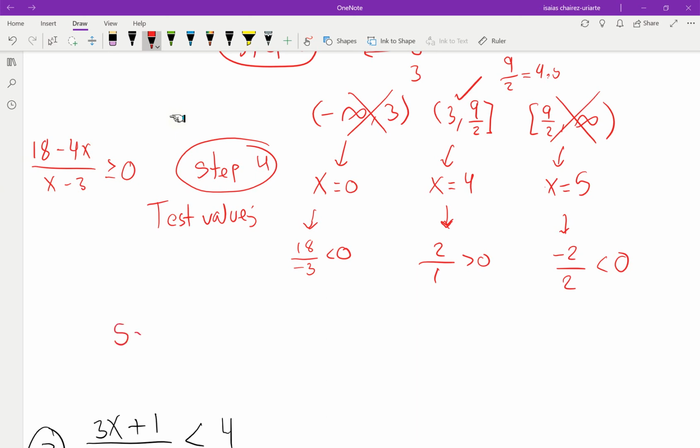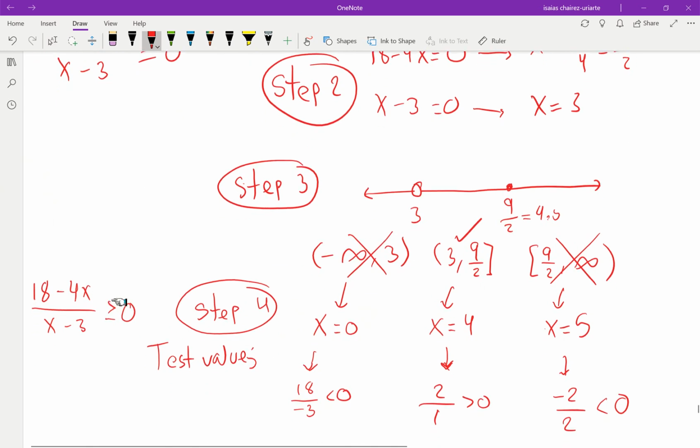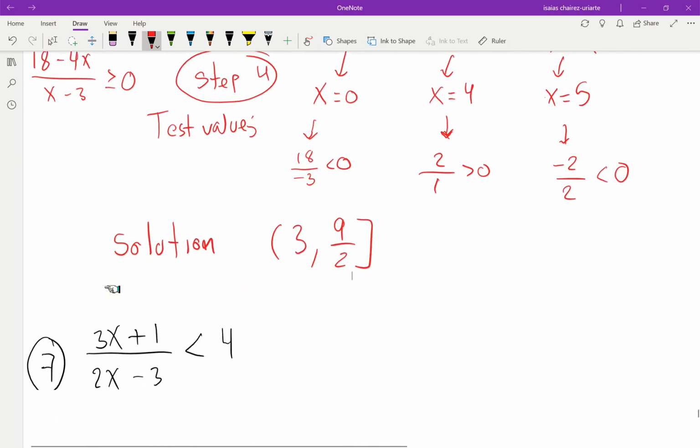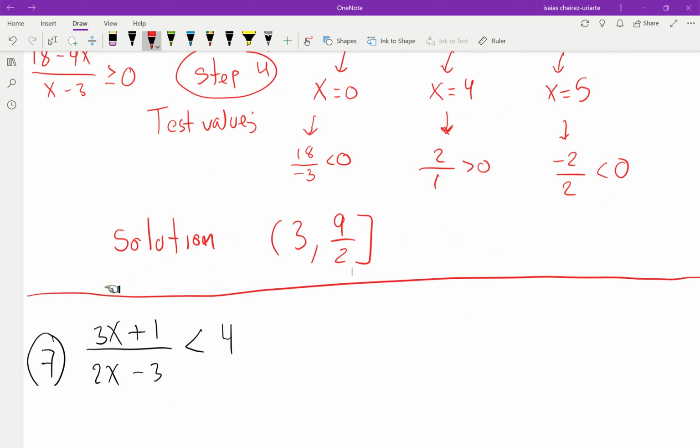So my solution set consists of the interval 3 to 9/2. Notice that there's a parenthesis here because the 3 is what made my denominator 0. The bracket over here is because our inequality is non-strict, is bigger than or equal. Okay, so that is all there is. That is the solution for our first rational inequality. Hopefully you agree and we got the same answer.